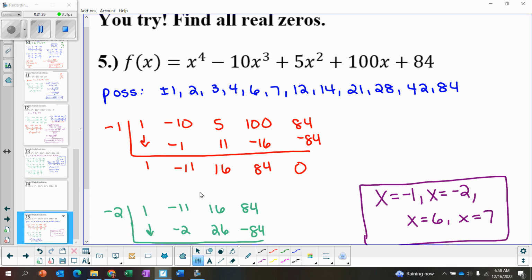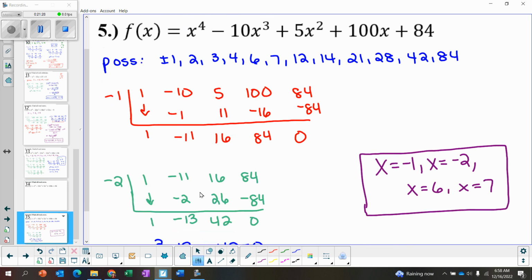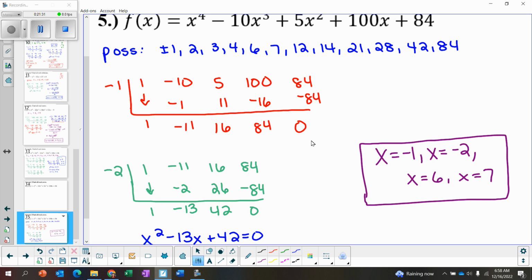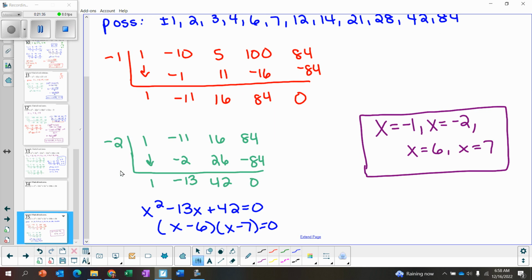All right, so we had a whole list of possible solutions. Negative 1 worked. We got a remainder of 0. I used the 1, negative 11, 16, 84 next. Negative 2 worked with a remainder of 0.